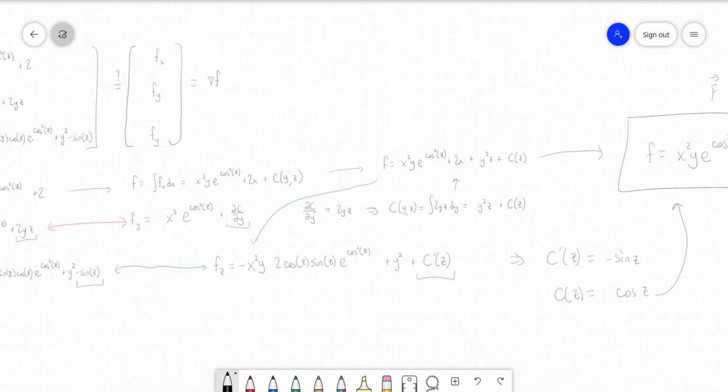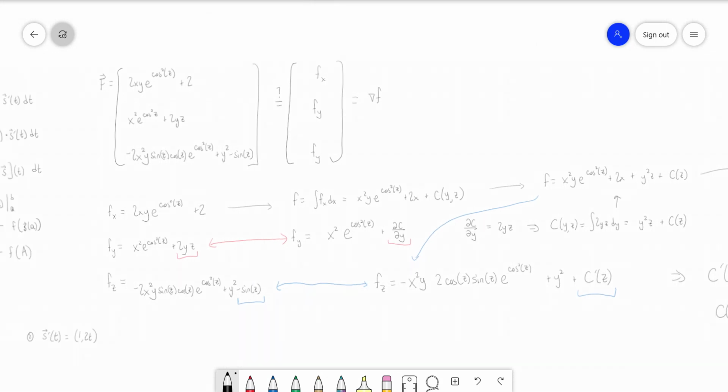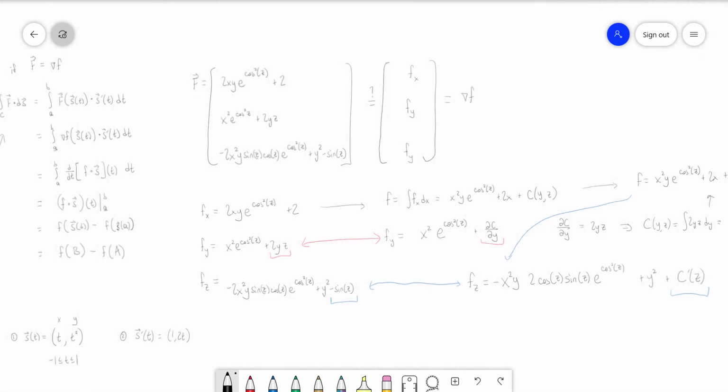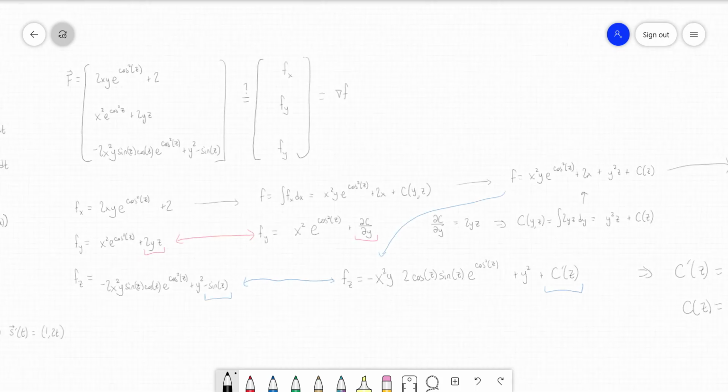Now, just a comment about this procedure. If the vector field f were not conservative, then what would happen is, let's say when I get to this step here where I'm comparing, so here this was like f_y equal to the second component of our vector field from the problem. And then this is coming from taking the partial derivative of f from this expression up here for f.